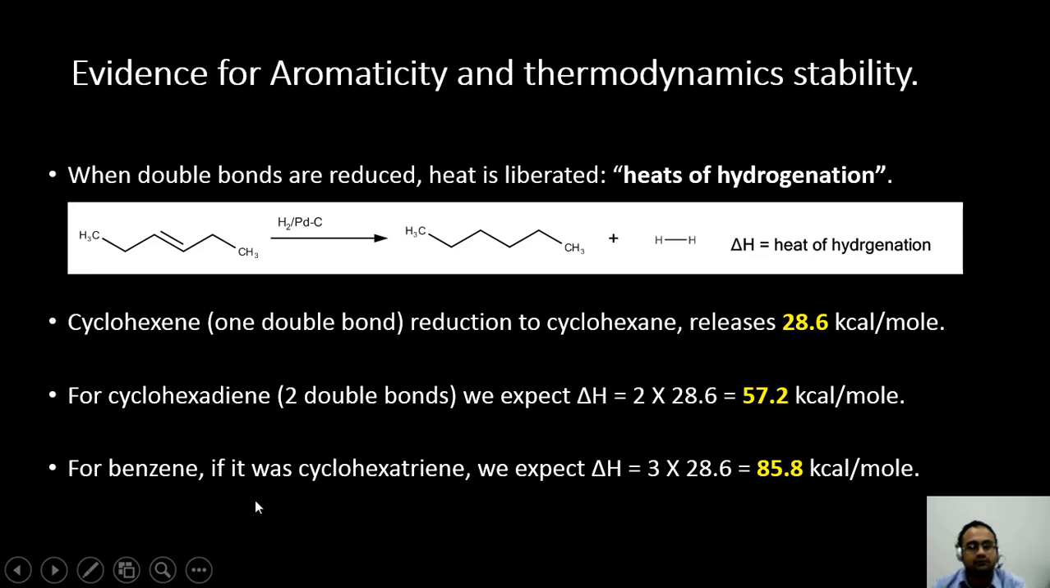And for benzene, which could also be called a cyclohexatriene, we expect that if it is having three double bonds, it will have a heat of hydrogenation equivalent to 85.8 kilocalories per mole. Please try to remember these numbers. We will need them in the next slide.